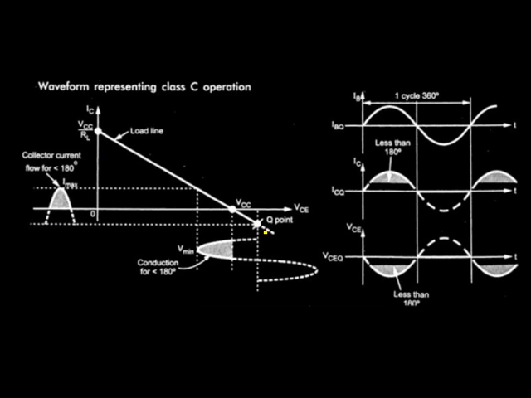The waveform, if you see, the operating point is fixed beyond this. Which means if you have an AC signal given to the input, it is getting amplified for a small period which is less than 180 degrees. So only this much portion of the signal is being reproduced, for less than 180 degrees. That is the property of class C operation.